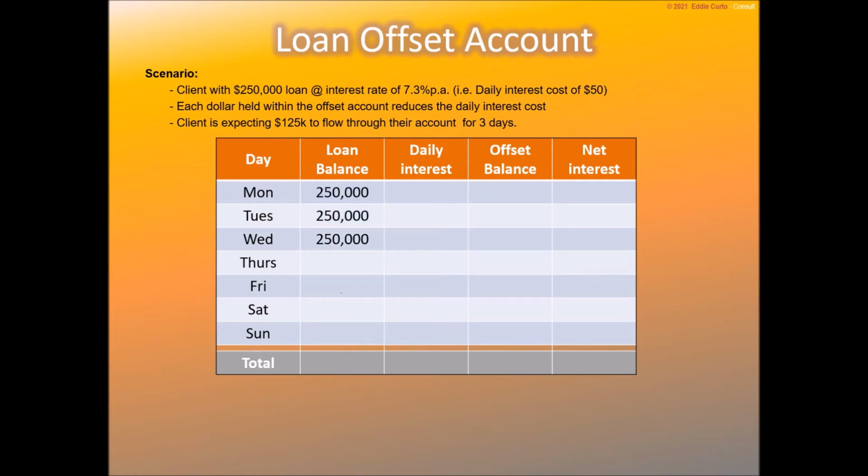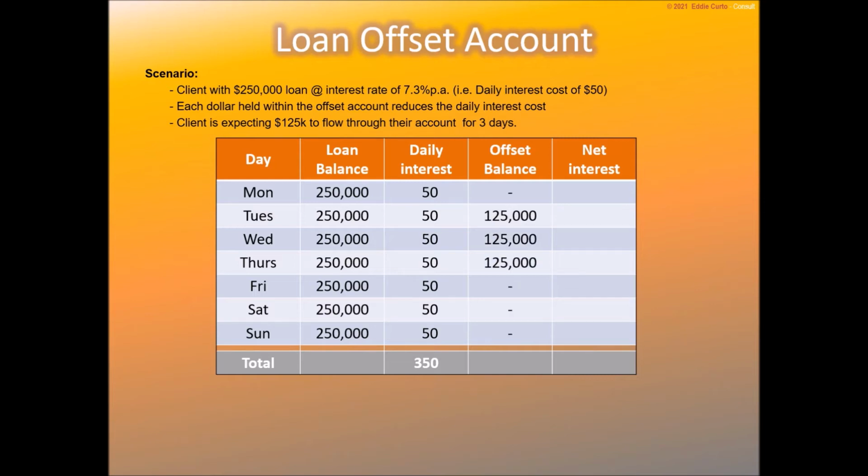So in the table here you can see that in an average week, so a 7-day week, this client has an outstanding loan of $250,000 where the daily interest in normal circumstances would be $50 per day or $350 in the week. Because in this particular week the offset account is going to have $125,000 in it for 3 days, so the Tuesday, Wednesday, Thursday, the net interest, rather than being $50 for that Tuesday, Wednesday, Thursday, is going to be $25. So over the course of the week, this client has saved $25 of interest each day, or $75 in total.